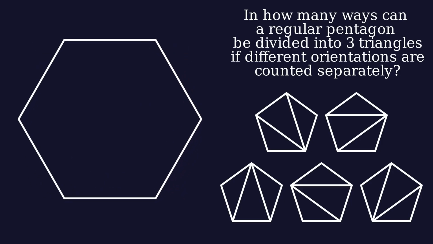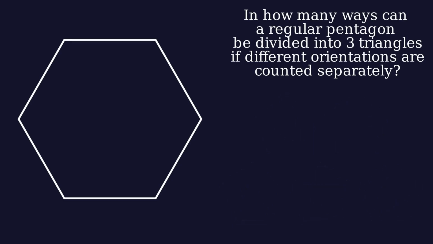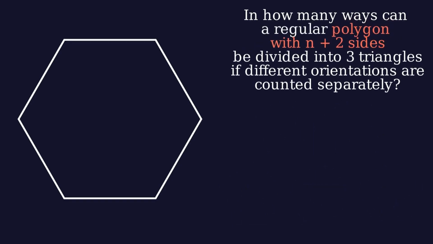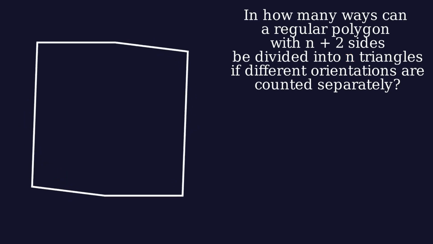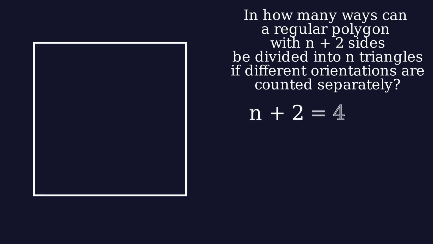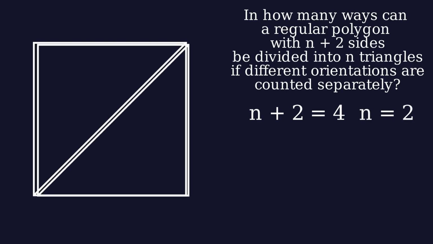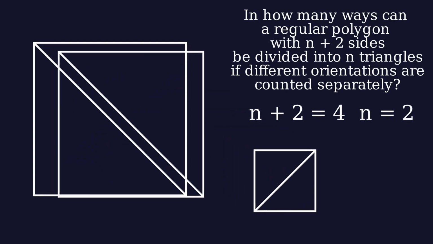First, we need to transform our question. Let's replace the pentagon with the polygon with n plus 2 sides and replace the number of triangles with n. Now, let's try to answer the question for a square. Square has 4 sides, so n plus 2 is equal to 4. So we need to find in how many ways we can divide a square into 2 triangles. There are only 2 ways to do this.